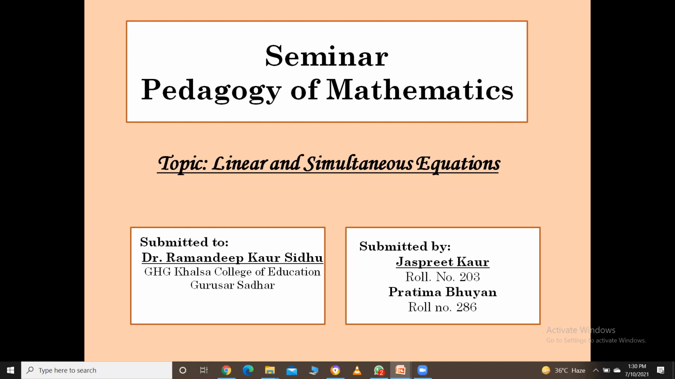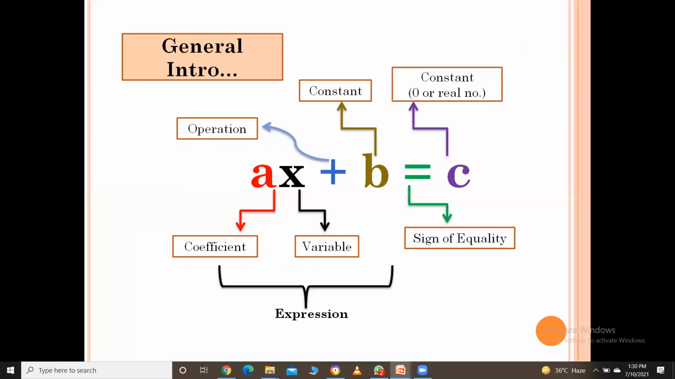Good afternoon, everyone. Today I'm presenting my seminar on the topic linear and simultaneous equations. Firstly, I want to introduce all about the equation. An equation is a condition on a variable.